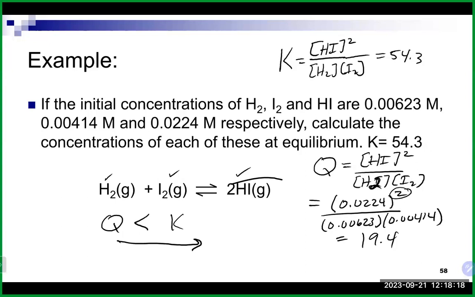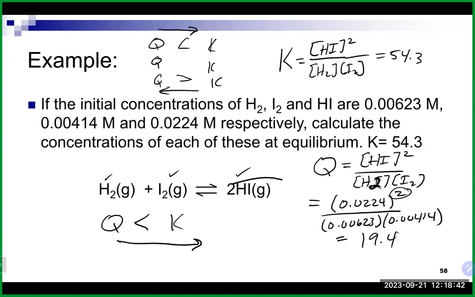When Q is less than K, it has to go towards products to make more. The way I remember it, and you could do it either way, is if you put all the Q's on the left and the K's on the right, it's basically opposite of where the arrow is pointing. Or if you flip it around and put the K's on the left, it's the same way it's pointing. But that's what it means in that case.